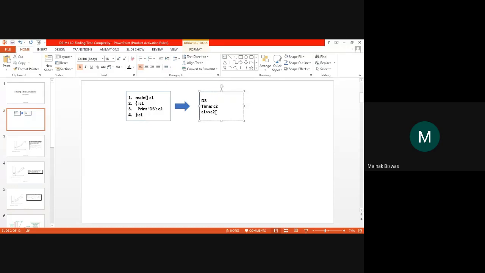Because of this, the actual time we say is approximately equal to C2 only.